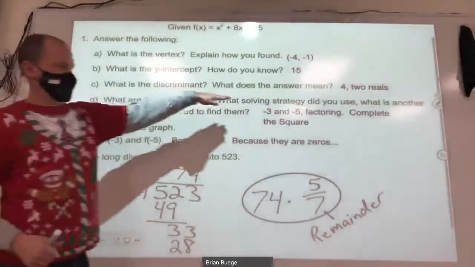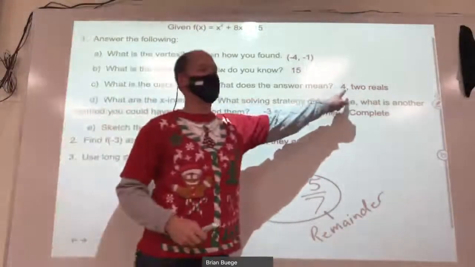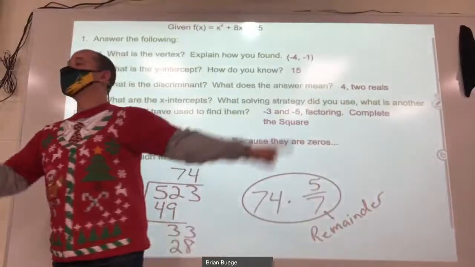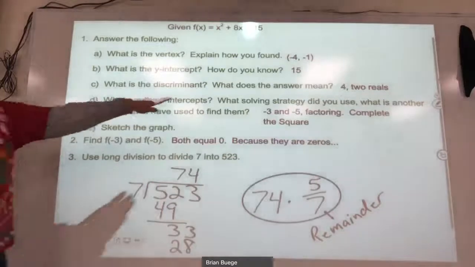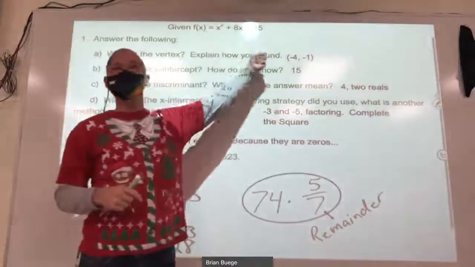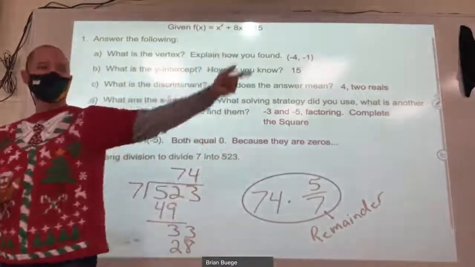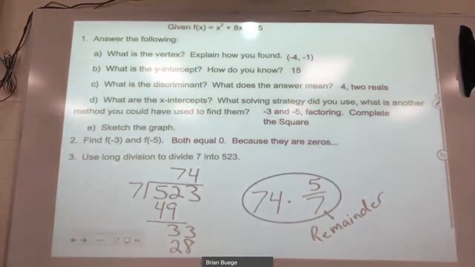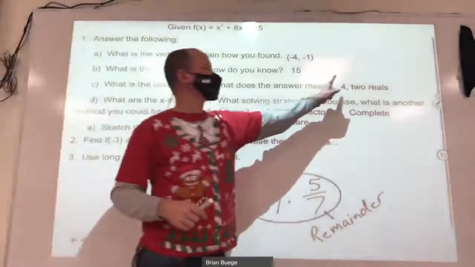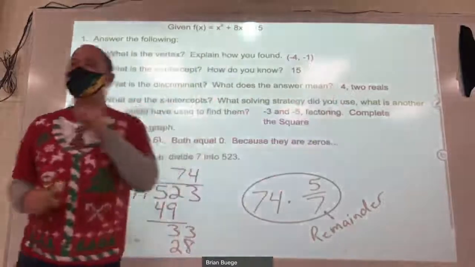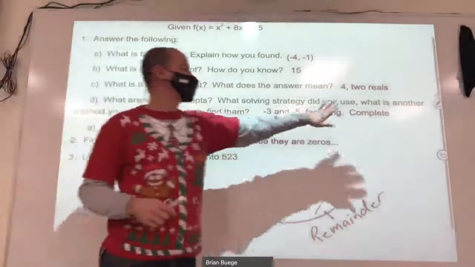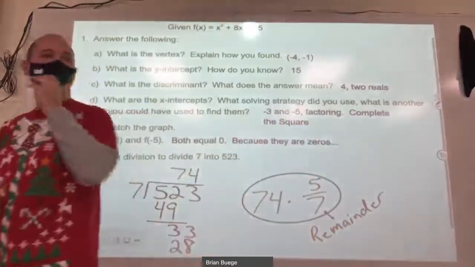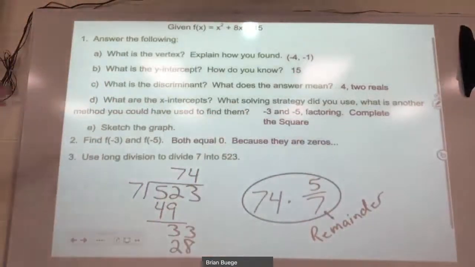The discriminant, b squared minus 4ac, you should get an answer of 4, which means there are 2 x-intercepts, okay? It also means, because it's a perfect square, that you can factor this to find those x-intercepts. You can always do the quadratic formula, but because this is a perfect square, you could also factor this one. And you should have found -3 and -5. Ignore the complete the square, we didn't do that this year. Or you could have done it by quadratic formula.